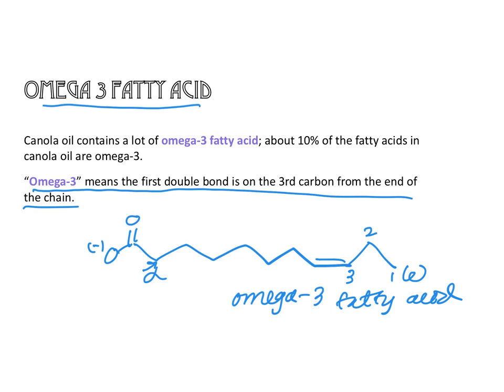And omega-3 fatty acids are almost always cis, and that's because those are the healthy fats. We are going to talk about that very soon. So that's how you do omega notation. You go to the end, count backwards, and that gives you your omega-3, 6, 9. You can also have omega-3, 6, and 9 all together.